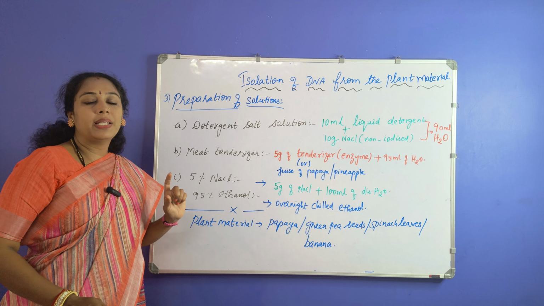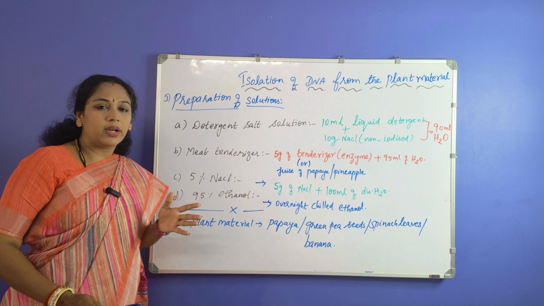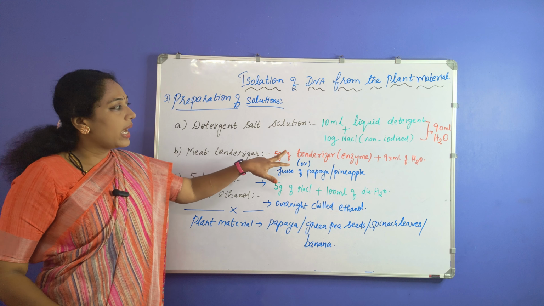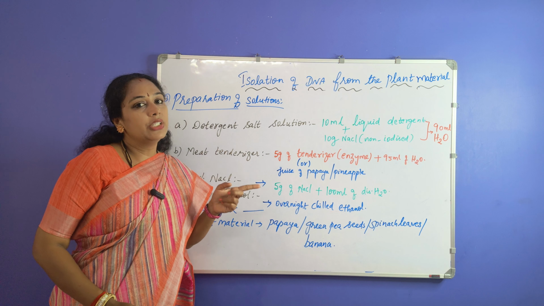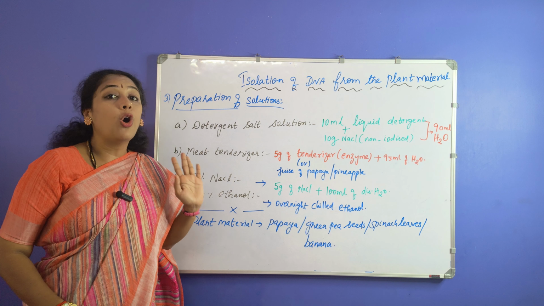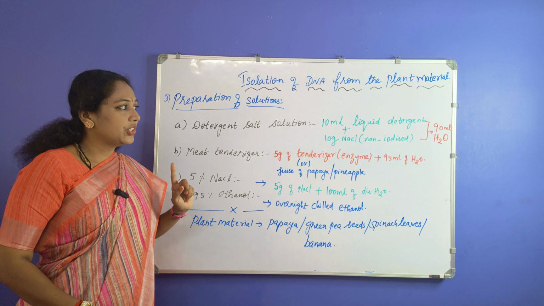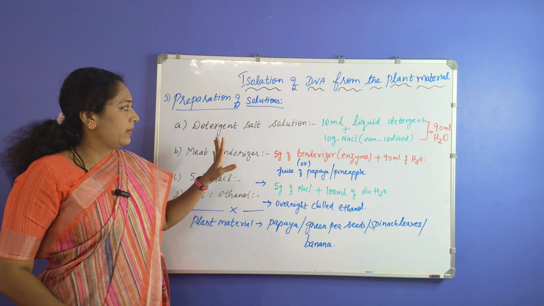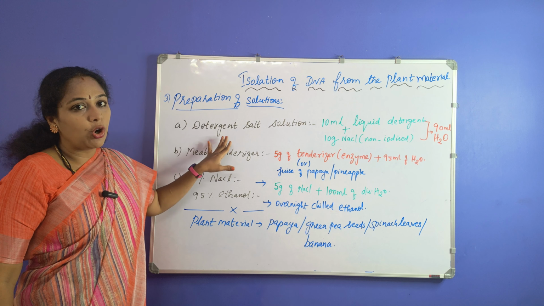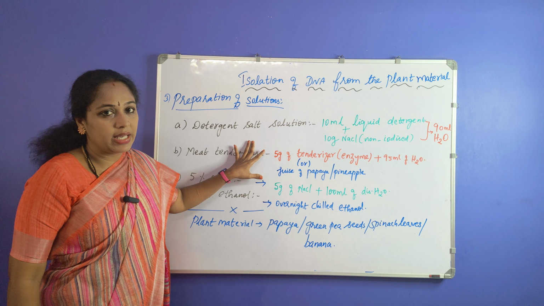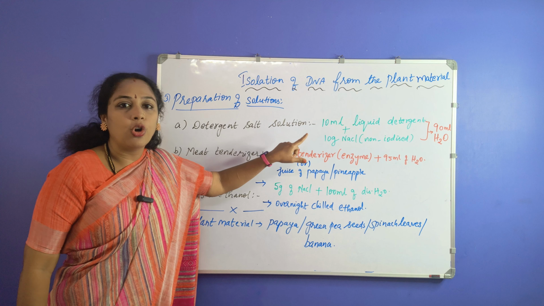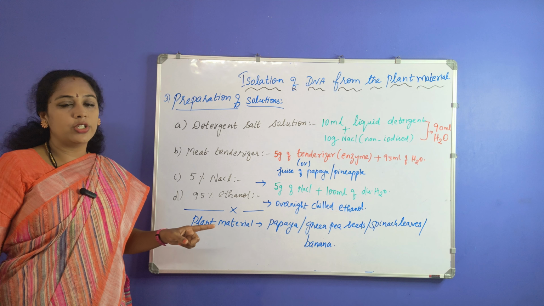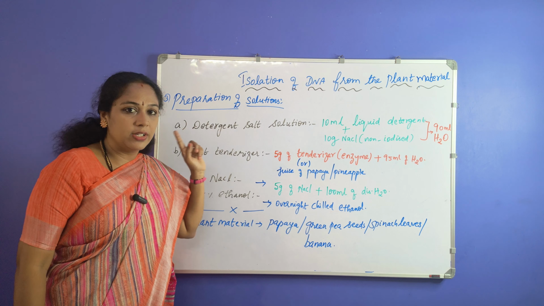It is prepared by taking 10 ml of liquid detergent. Any washing liquid detergent is taken, and to that 10 gram of NaCl, that is non-iodized sodium chloride, is added to 90 ml of water. I repeat, this detergent salt solution is prepared by taking 10 gram of non-iodized sodium chloride and 10 ml of liquid detergent in 90 ml of distilled water.